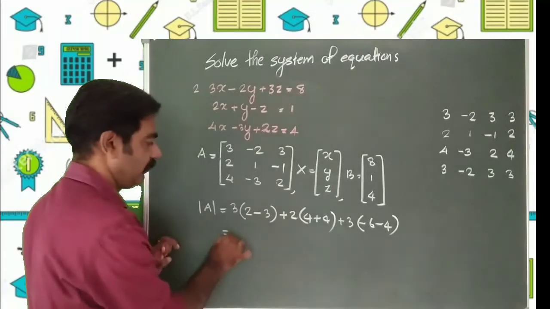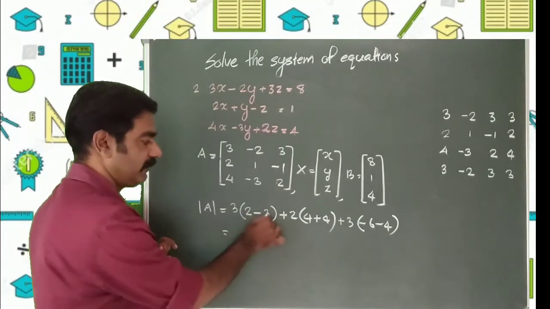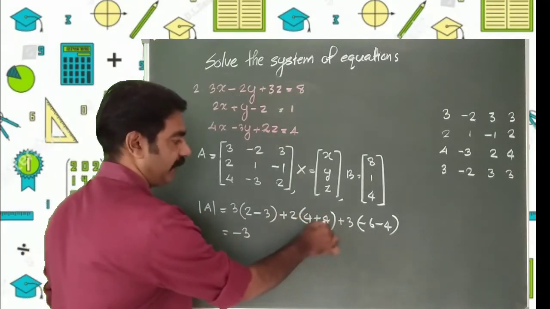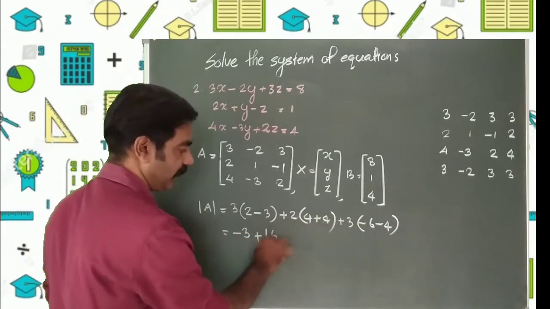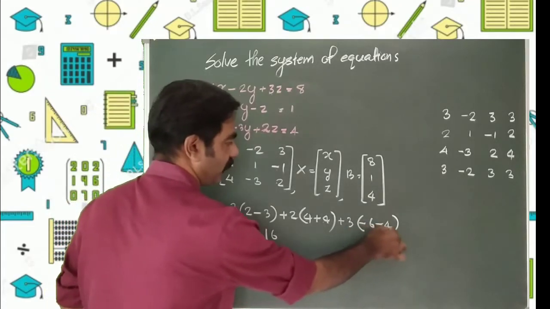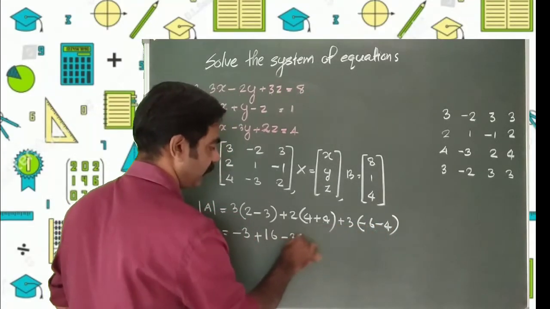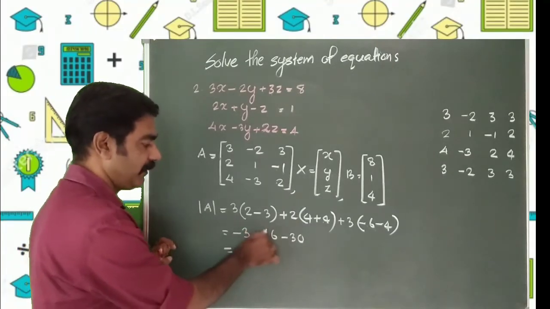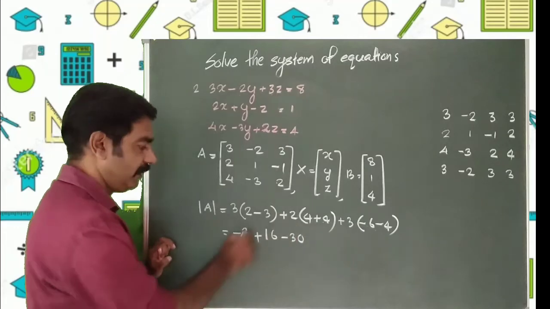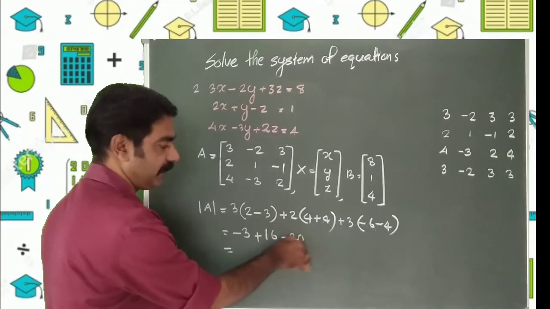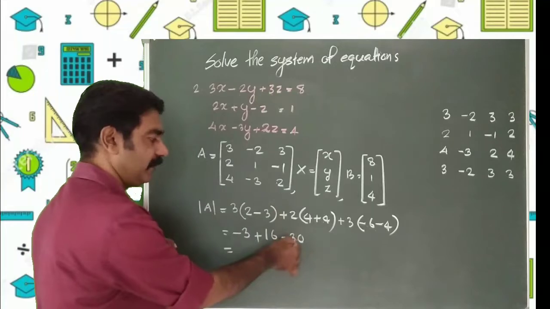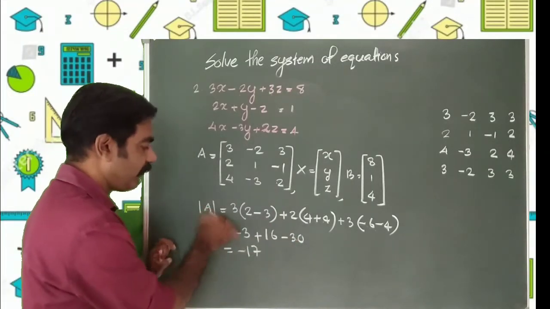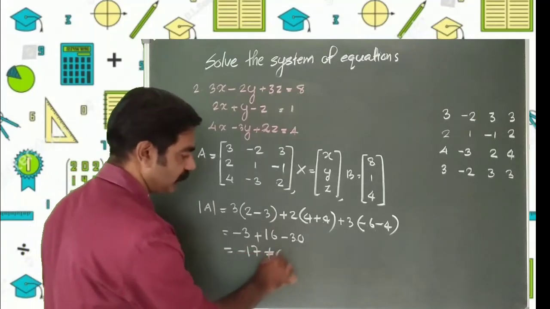That is equal to, what is 2 minus 3? Minus 1. Minus 1 into 3 is minus 3. 4 plus 4 is 8. 8 into 2 is 16. Minus 6 and minus 4 become minus 10, into 3 is minus 30. So that is equal to minus 3 plus 16 minus 30. Minus 3 and minus 30 become minus 33. Minus 33 plus 16 is minus 17. So the determinant of A is minus 17, which is not equal to 0.